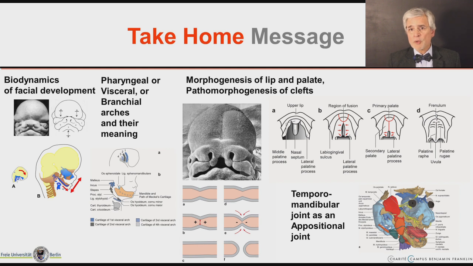And we have also worked out the difference between the development of cleft lip and cleft palate. Cleft lips represented the separation of what was once before continuous. And a cleft palate occurs when the palatal processes cannot come together. And finally, we have touched the temporomandibular joint as an appositional joint. Here only briefly, we will discuss this in detail in the large chapter on the temporomandibular joint.